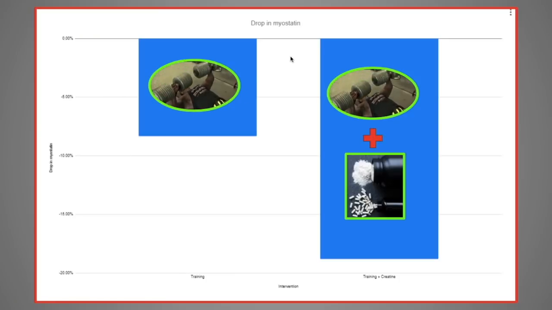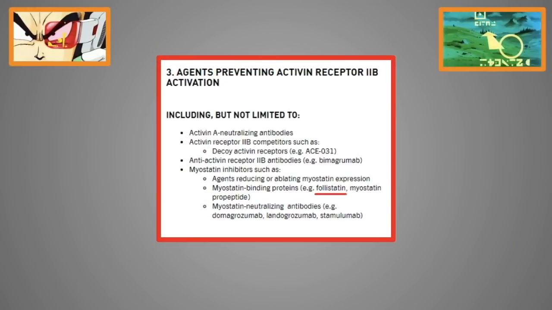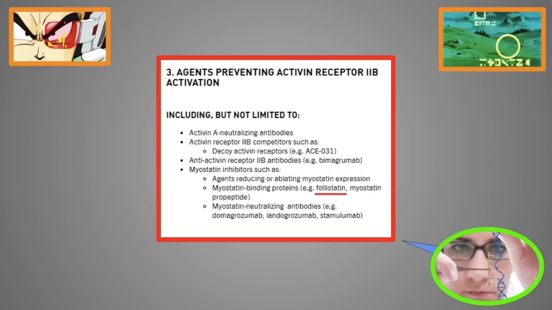Myostatin is also the reason why people who supplement with creatine tend to put on more muscle. It's not just the other effects of creatine, it's mainly that creatine also is a very, very powerful myostatin blocker. As you can see here, this is the drop in myostatin from the group that trained without creatine, and this is the drop in myostatin from the group that trained with creatine. Huge drop.